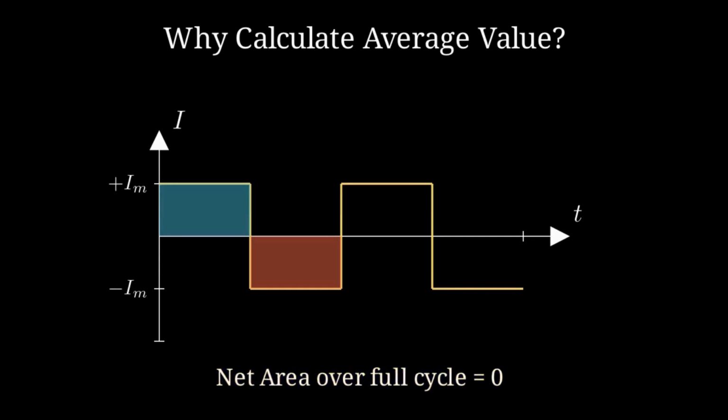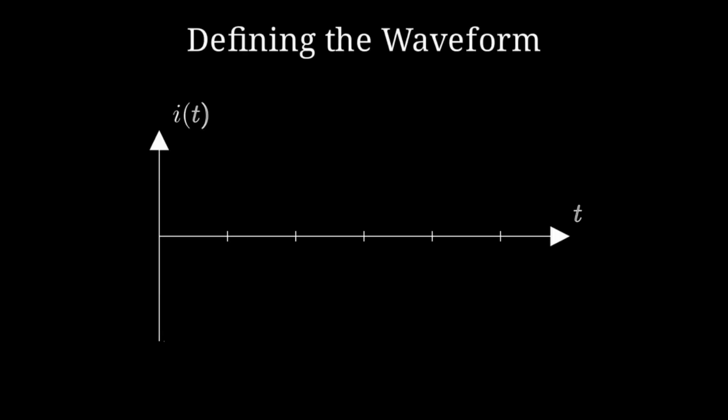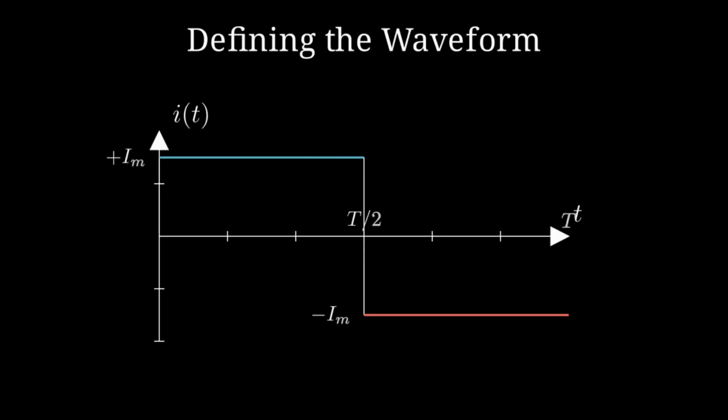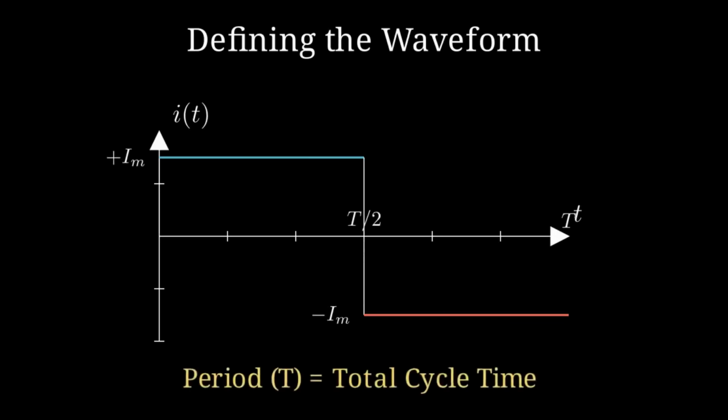To find a meaningful value, we often focus on the half-cycle average. To analyze this wave, we define the period T. The current stays at a constant positive peak for the first half of the cycle and then drops to an equal negative peak for the second half before repeating the process.